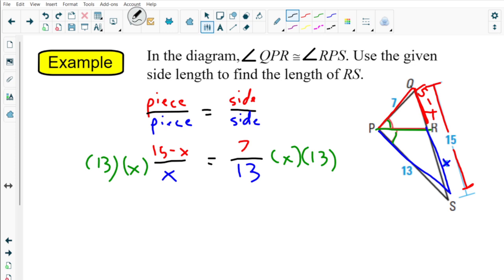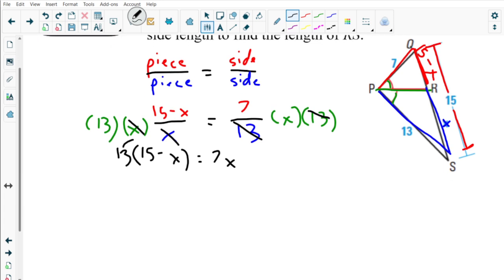So same situation as we had before. X's are going to cancel. And we have 13 times the 15 minus x. And then over here, the 13's cancel. We have 7 times x. So in order to solve this one, we're going to need to distribute. So we're going to take this 13 and multiply it across.